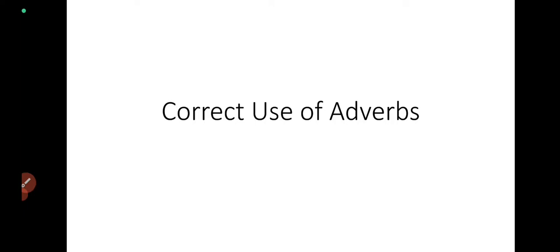Today we are going to learn the correct use of adverbs in English. What is the meaning of adverb? Actually, an adverb is a word that describes or gives more information about a verb, adjective, adverb or phrase. In this lesson, we will see two sentences, and between the two sentences, we will find out the correct expression, especially on the uses of adverbs. Let's get started.